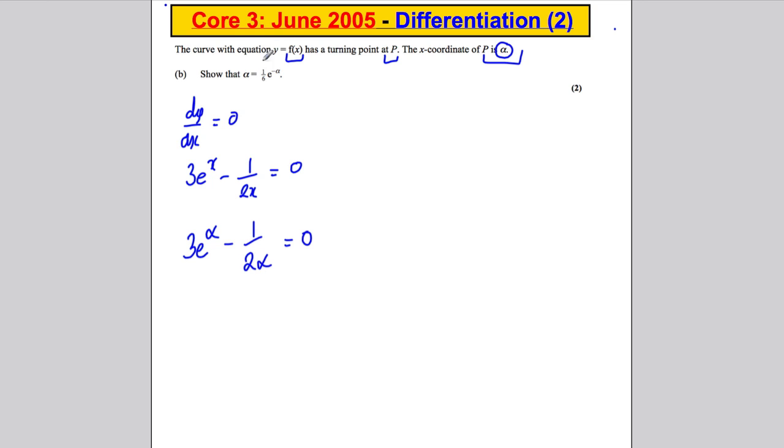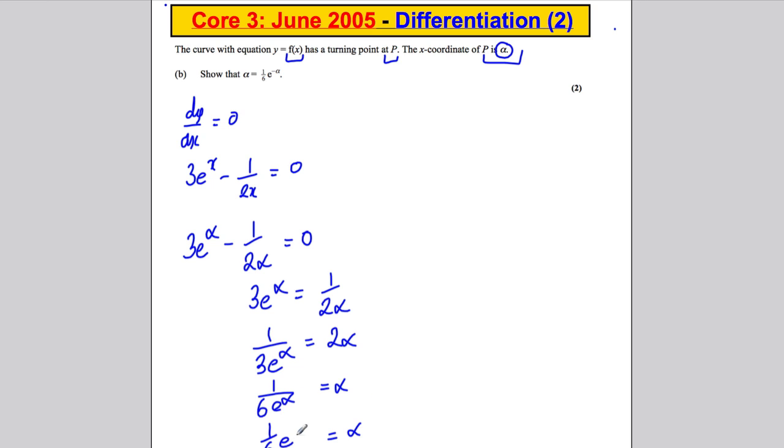To rearrange this in this form, I could add the 1 over 2x to both sides. So 3e to the alpha is 1 over 2 alpha. I could flip both sides, so I could have 1 over 3e to the alpha is equal to 2 alpha. And then I could divide by 2. I could say alpha is therefore 1 over 6e to the alpha. Therefore alpha is a 6th e to the minus alpha, or negative alpha, as required.